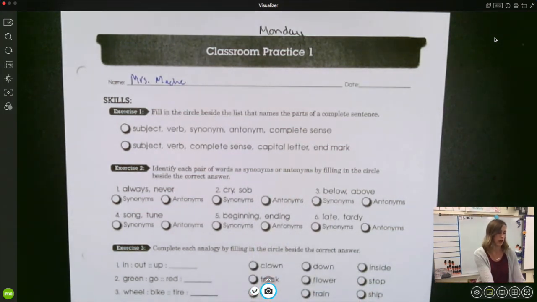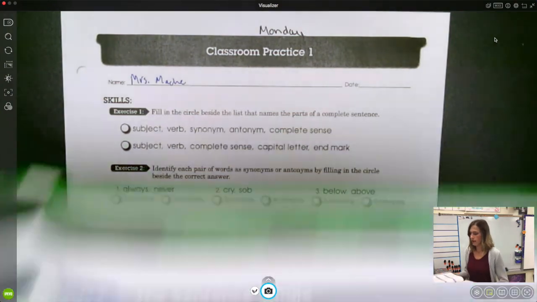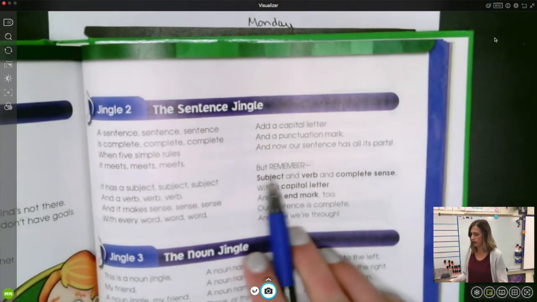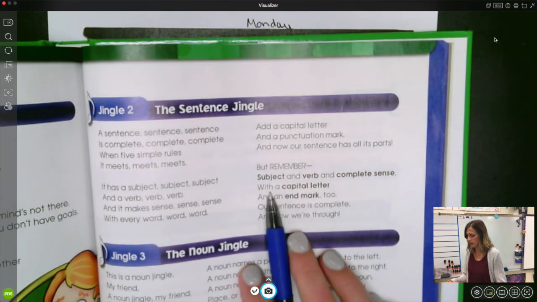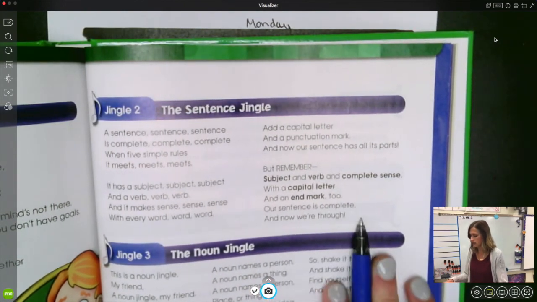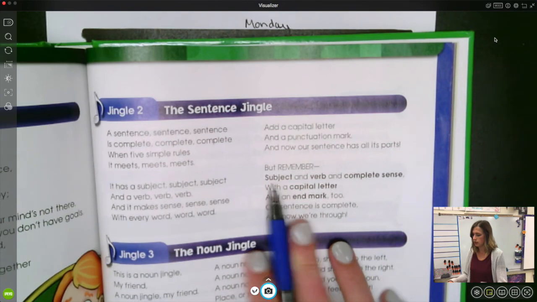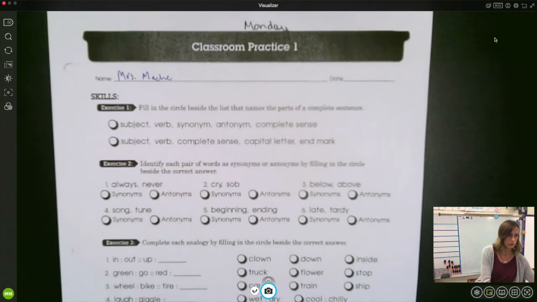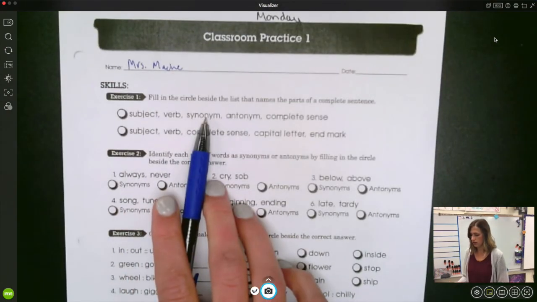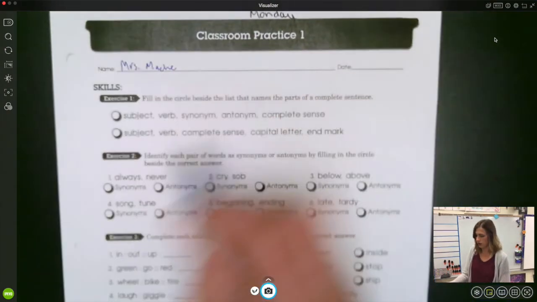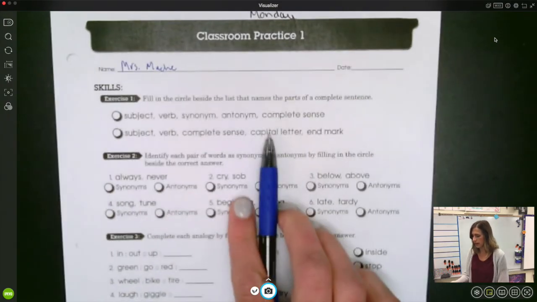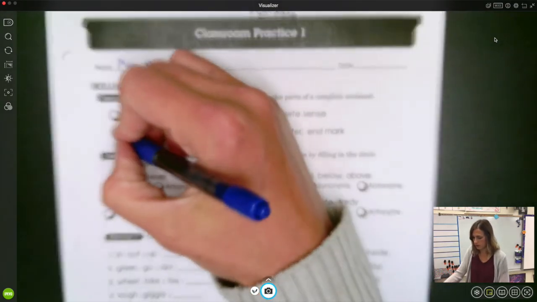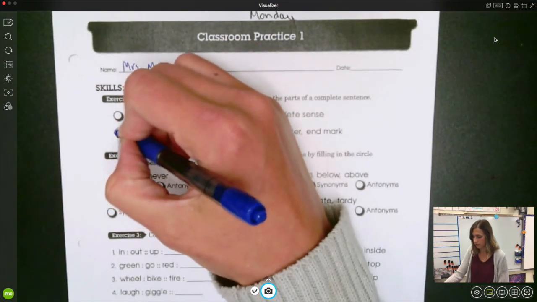Well, if you think about our jingle 2, our sentence jingle, right at the end, it puts those in bold for us. Subject, verb, and complete sense with a capital letter and an end mark too. Our sentence is complete, and now we're through. So we need subject, verb, complete sense, capital letter, and end mark. Subject, verb, oh, that doesn't make any sense, so it can't be the first one. Subject, verb, complete sense, capital letter, end mark, well, that's the one we need, so go ahead and fill in that bubble.